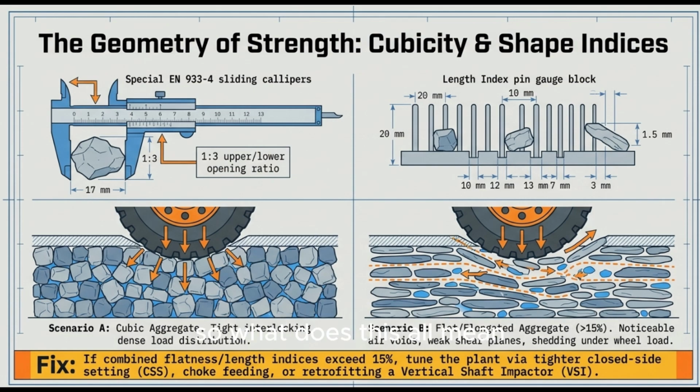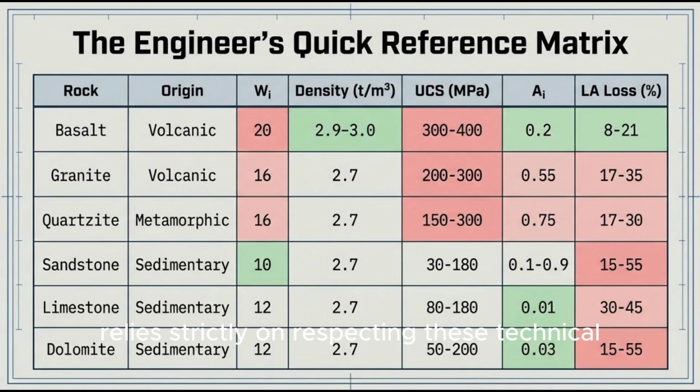Man, so what does this all mean? Basically, a crushing plant's success relies strictly on respecting these technical rock parameters, from the energy it takes to break it to the exact geometry it forms when it shatters. It really does, and I'd leave you with this final thought to kind of build on that.